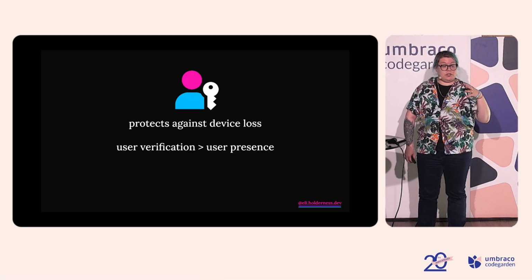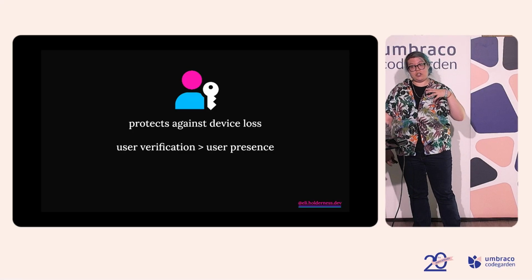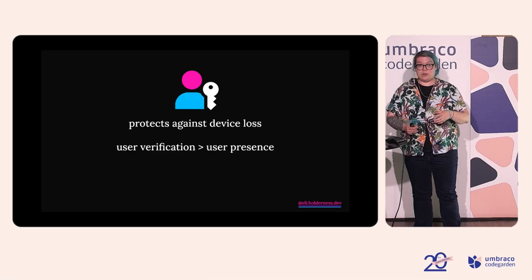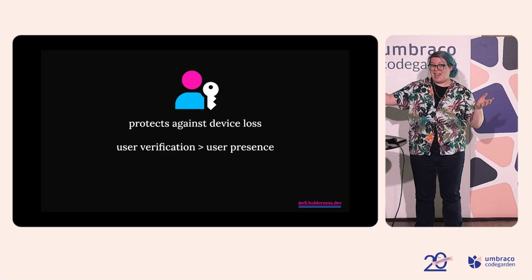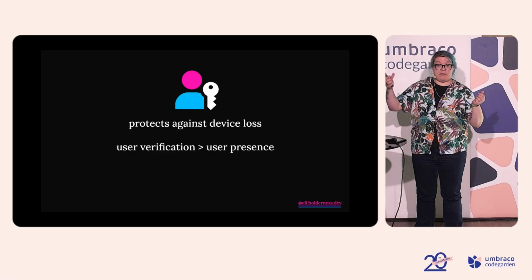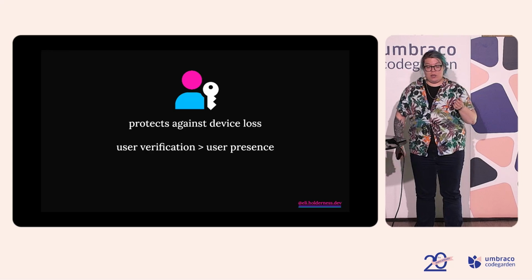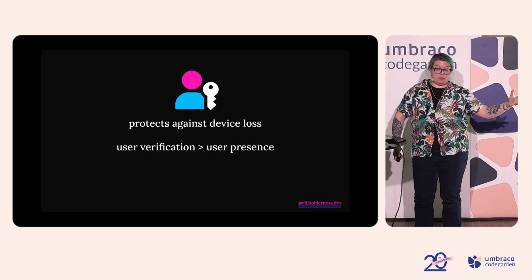It also allows you to do something called user verification, which is a stronger thing than user presence. So a YubiKey where you have to press a button, anybody can be pressing that button. With my phone, it wants my fingerprint. So that's a stronger security property.